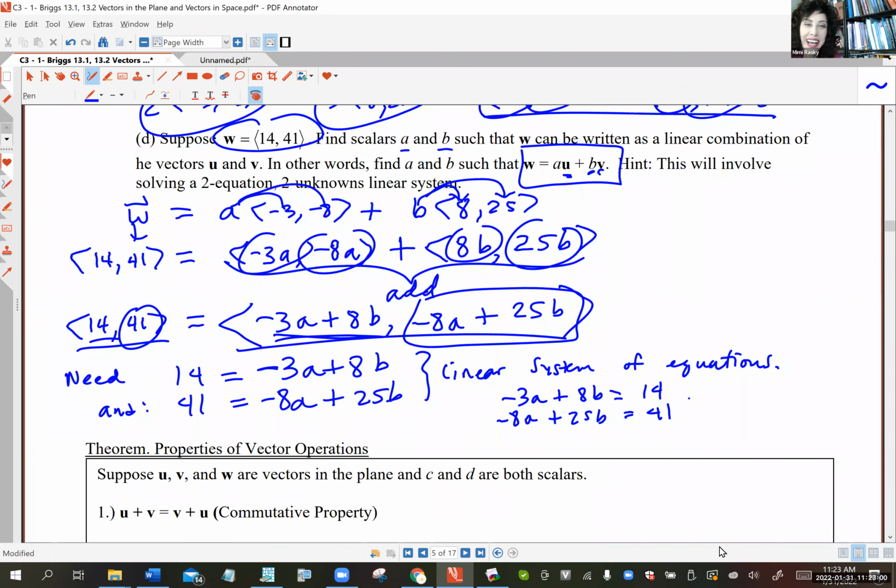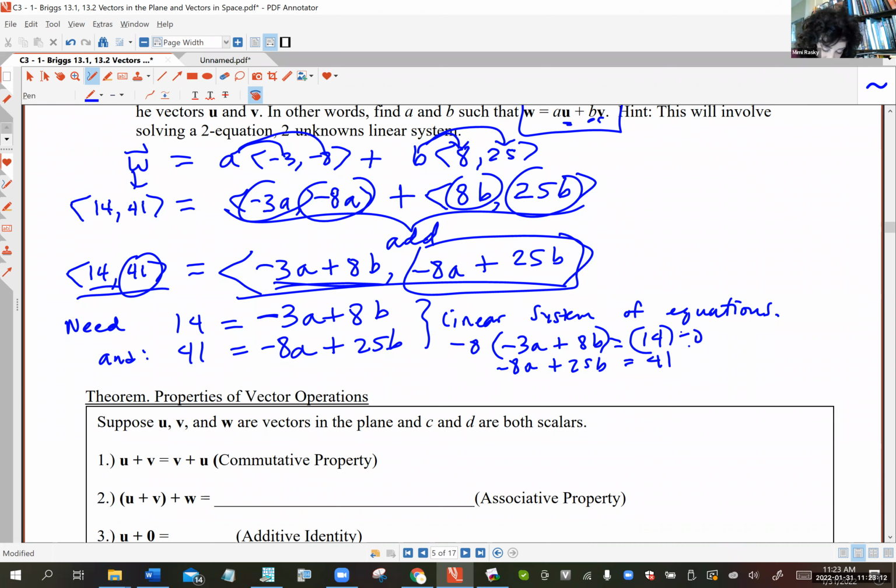How about if I multiply equation 1 on both sides by -8? And how about if I multiply both sides of equation 2 by +3? Get a calculator because I'm probably going to screw this up. So I'm going to distribute. So what do I have there?